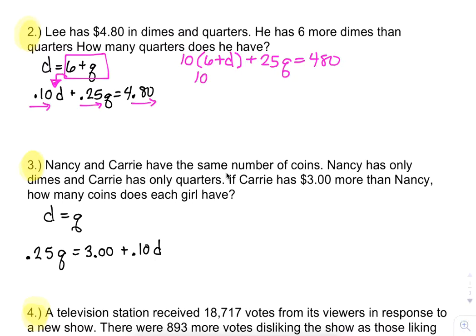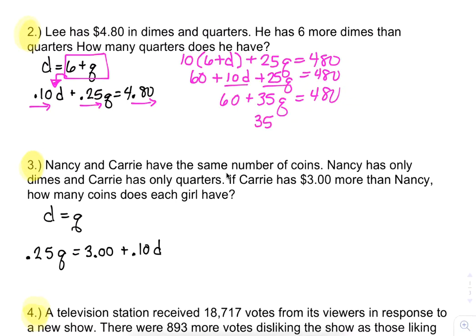10 times 6 is 60. 10 times D is 10D. Bring the rest down, plus 25Q equals 480. We're going to combine our like terms. That gives us 60 plus 35Q equals 480. Our next step is going to be to cancel off that 60. So if I subtract 60 from both sides, I get 35Q equals 420. Again, there's not a lot of work on here, so if you can fit it in here, we are doing minus 60 minus 60. Okay.